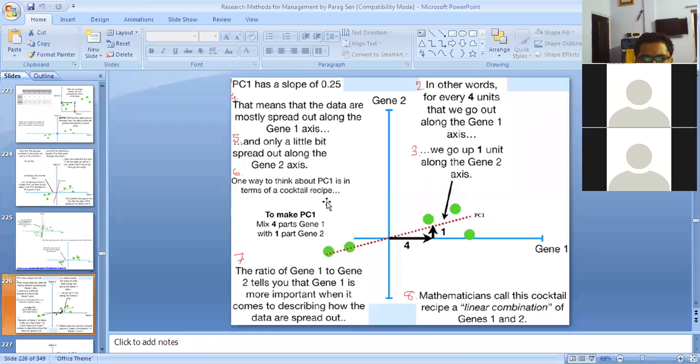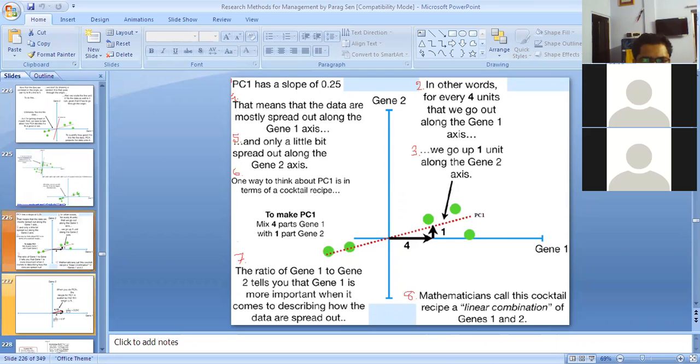One way to think about PC1 is in terms of a cocktail recipe. To make PC1, mix 4 parts gene 1 with 1 part gene 2. This is PC1. Now the ratio of gene 1 to gene 2 tells you that gene 1 is more important when it comes to describing how the data are spread out. Mathematicians call this cocktail recipe a linear combination of gene 1 and gene 2.